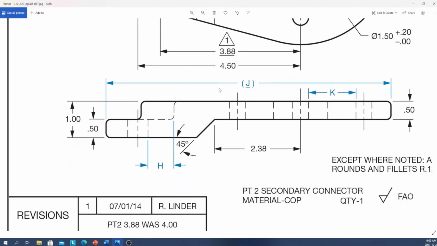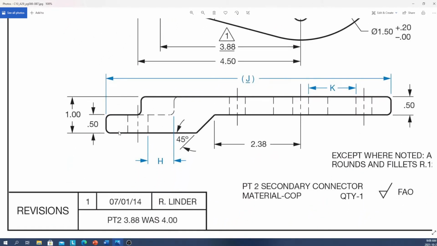So that's what you will look for. You will look for that revision information, whether it's in a box like this or by means of a note that has been handwritten on here. But if the print has been updated, this is what you'll see. This line, and then you'll see a little revision box with the specific information. So the part is 3.88, but was 4.00. So this dimension here is the new dimension.